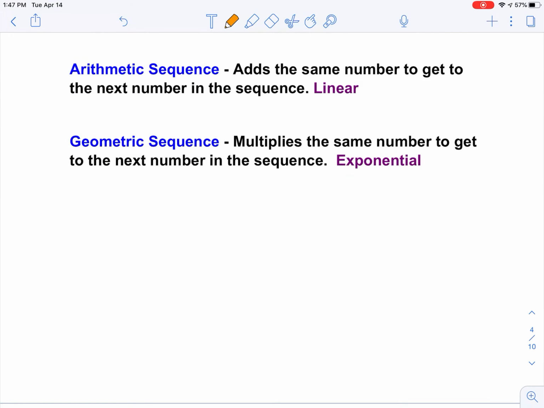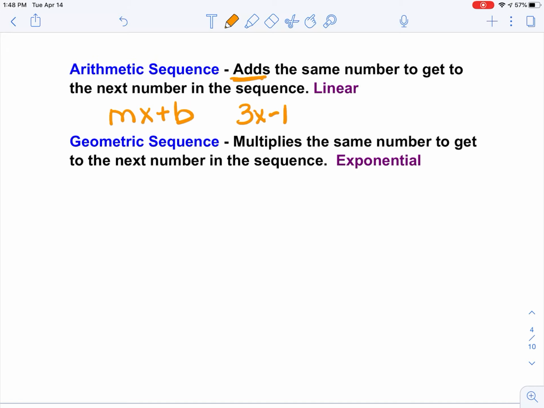Okay, we're going to be looking at 2 different sequences. The first one is arithmetic. That means that we add the same number to get to the next number. So if I add 2 and add 2 and add 2 and add 2 all the way down, that would be a linear sequence. Remember, linear is in the form of mx plus b.